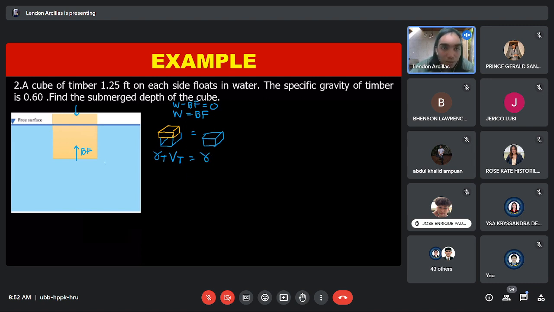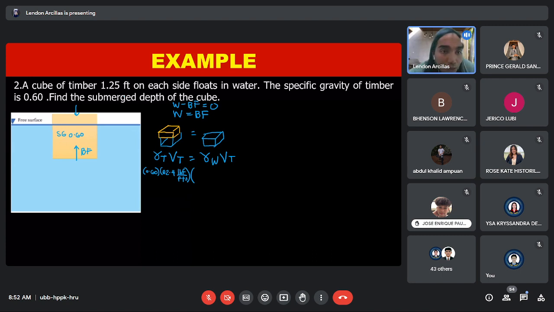Ano yung water na to? This is water. Water times the volume ng dito. Okay, the specific weight of timber is given by 0.60, that is 0.60 times... this is in feet, so that is 62.4 pound force, the specific weight of water in English, times total volume. So how do we find the total volume?